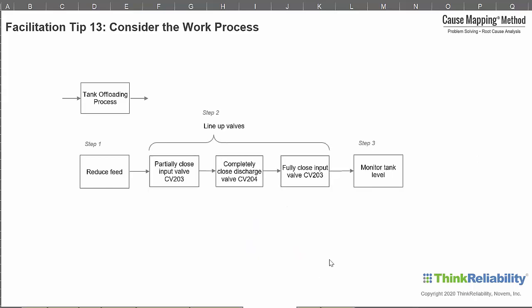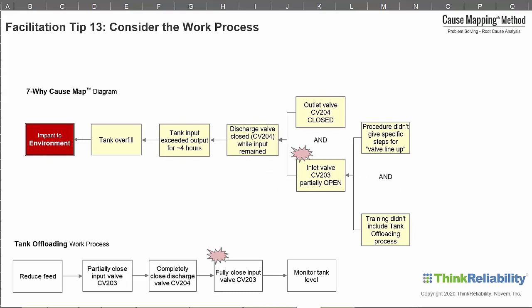So after talking to them, we are able to understand what steps are required to successfully complete this task. And instead of just lining up the valves, we're able to add a little bit more specificity. Additionally, we're able to utilize that information and update the cause map. So then we're able to better understand that the input exceeded the tank output for approximately 4 hours when the discharge valve was closed while input to the tank remained.